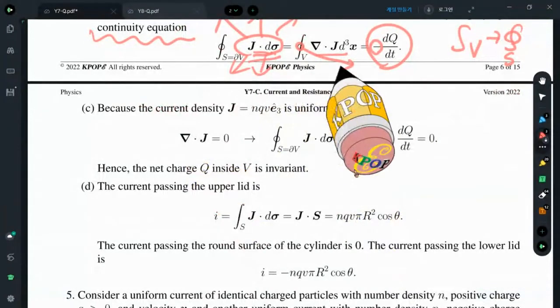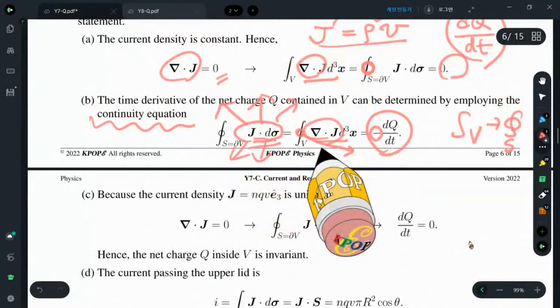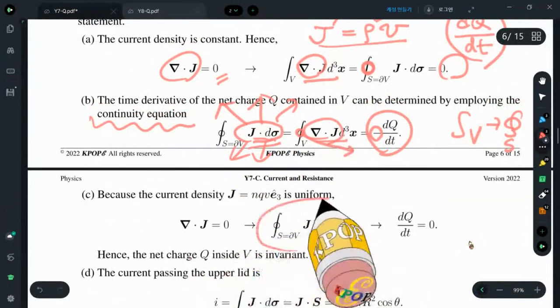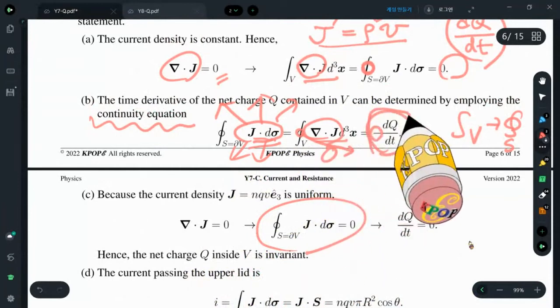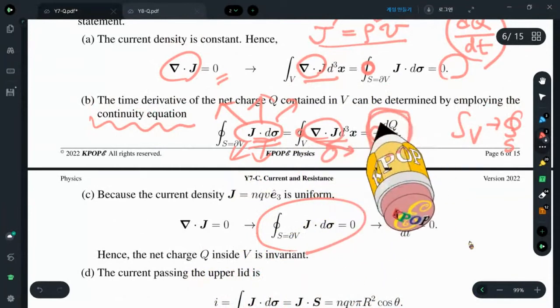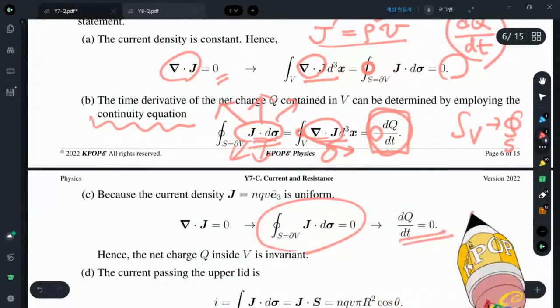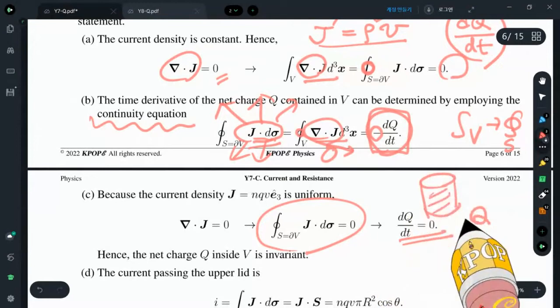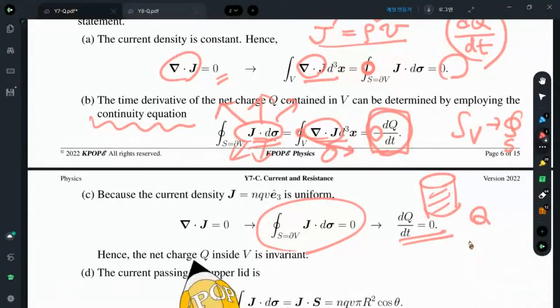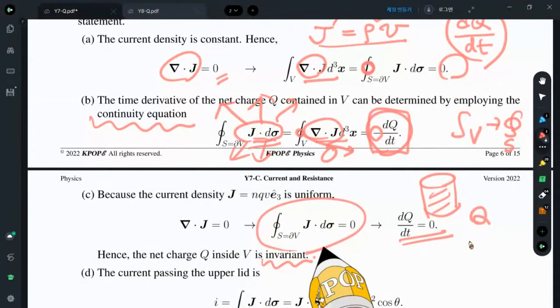However, we know this integral is 0 because divergence is 0. If the left-hand side is 0, time derivative of net charge inside is 0. That means charge Q contained inside this cylinder is independent of time. So it is invariant. Invariant means it is not a function of time. It is a constant.